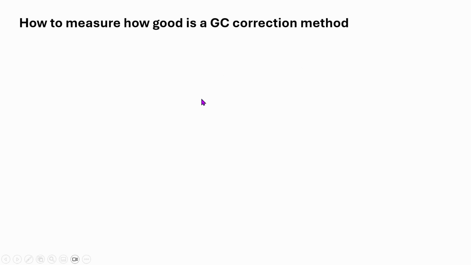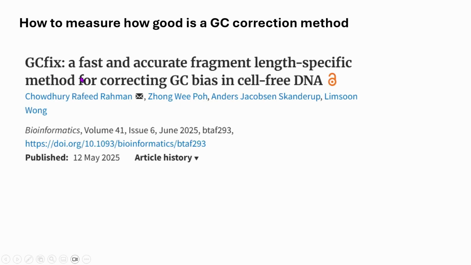So the question is, how do we know that this is a better GC correction method? There are a few ways we introduce in our paper GC Fix, but they are not unanimously popular because it's a new paper. You can go through this paper if you want to know more about that. So that's all about the GC correction and GC bias series.